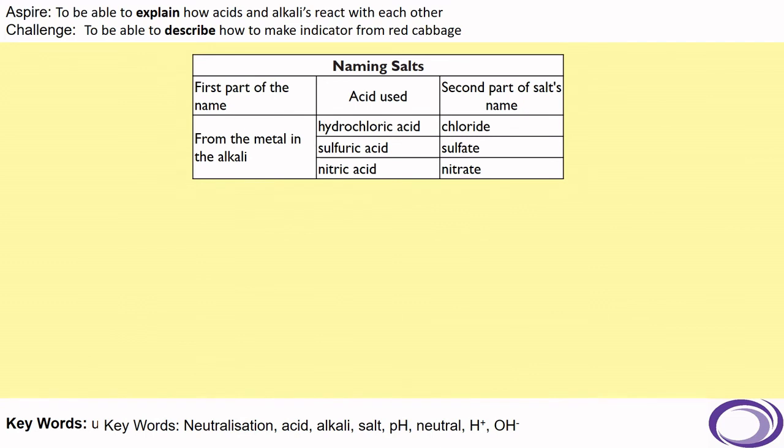So remember, the first part of the salt's name comes from the metal that is in the alkali. Dependent on what acid you use, the second part of the salt's name corresponds to that acid. So hydrochloric acid would make chlorides, sulfuric acid would make sulfates, nitric acid would make nitrates.